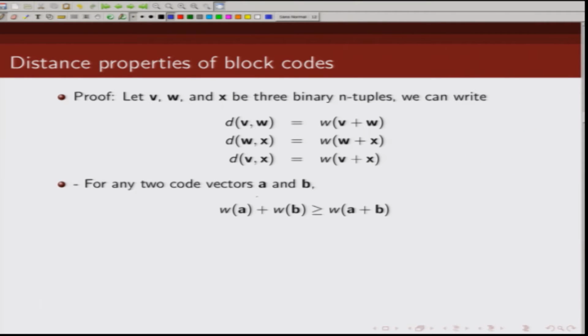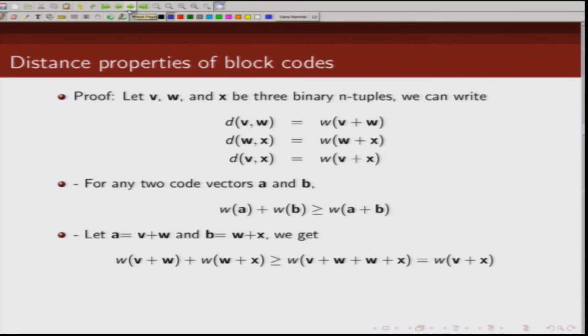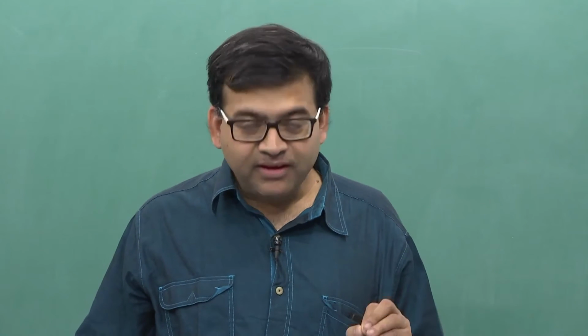So, if we have two code vectors A and B, we know the weight of A plus the weight of B is going to be greater than or equal to the weight of A plus B. Only when the ones in A and B are non-overlapping, this is going to be equal, otherwise the weight of A plus the weight of B will be greater than the weight of A plus B. Now, let us choose our A and B wisely.